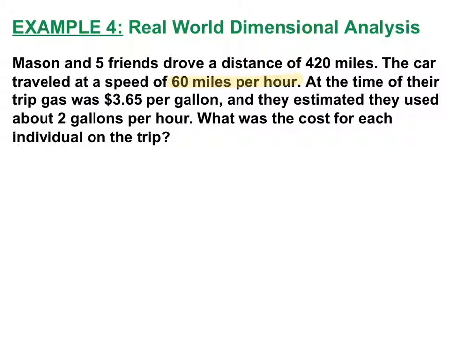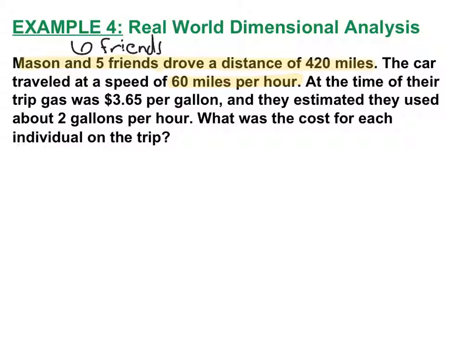We have 5 friends drove a distance. Actually, not 5 friends. How many friends? 6 because of Mason. So 6 friends drove a distance of 420 miles. And maybe you want to make note of that it's actually 6 friends because Mason needs to be included in that.